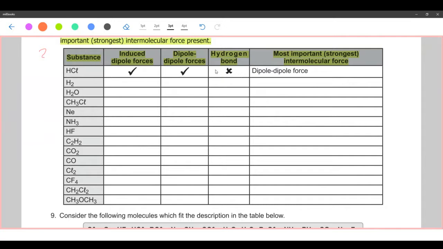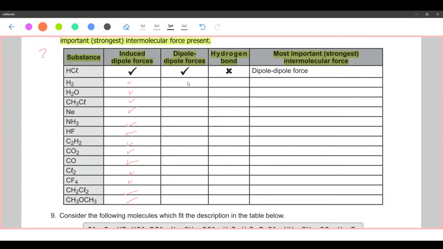Okay, so the first one's done as an example to show you that HCl will have induced dipole forces. And that's giving you a hint that every single molecule is going to have induced dipole forces, so long as there are electrons. So I chose this exercise, so ticks for everything there. When it comes to the most important or strongest intermolecular force, that's where you have to consider all three. Okay, so without any thinking, I can say all of them have induced dipole forces.